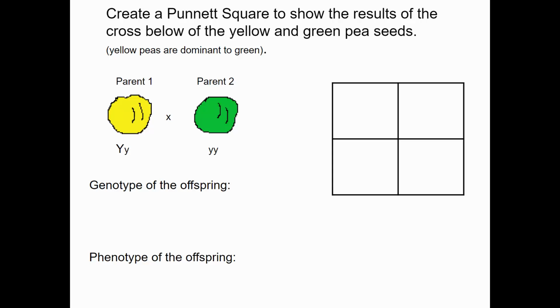All right. Fill in the genotype and phenotype as well. They all have the big Y's. So one parent goes on top, one on the side. Combine to form each box.